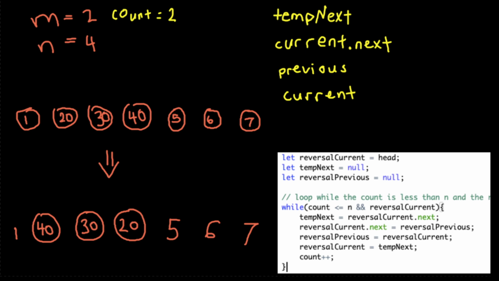Now, in this example, we have m equals 2, n equals 4, so you're going from the second node right here to the 4th node inclusive, right? This is where you want to be reversing. So what's another way to do it compared to the solution offered last time?